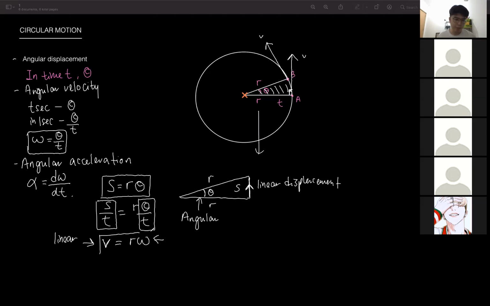So V equals R omega, this is the second one. And then again, I divide by T, V over T, R omega over T. What is this? Acceleration. This is linear acceleration. Linear acceleration equals R alpha, and here we have our angular acceleration.